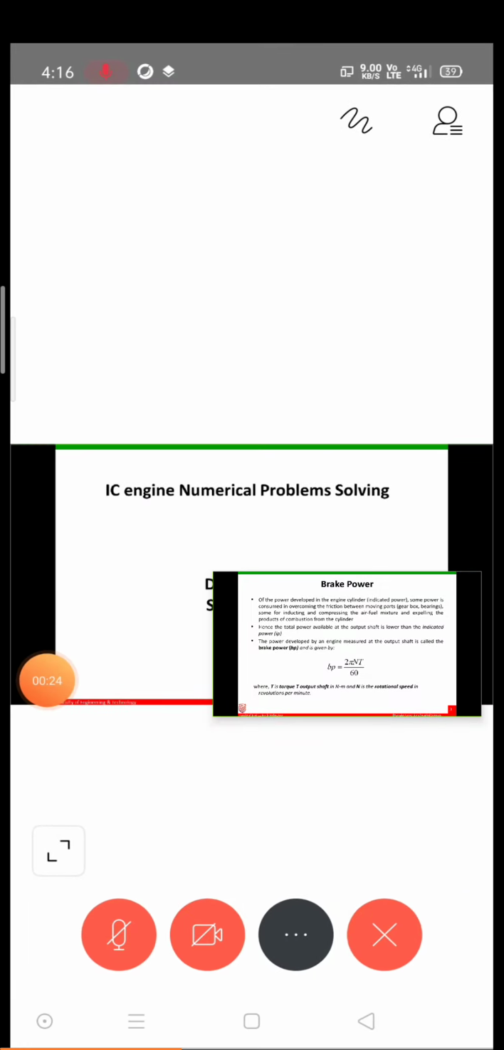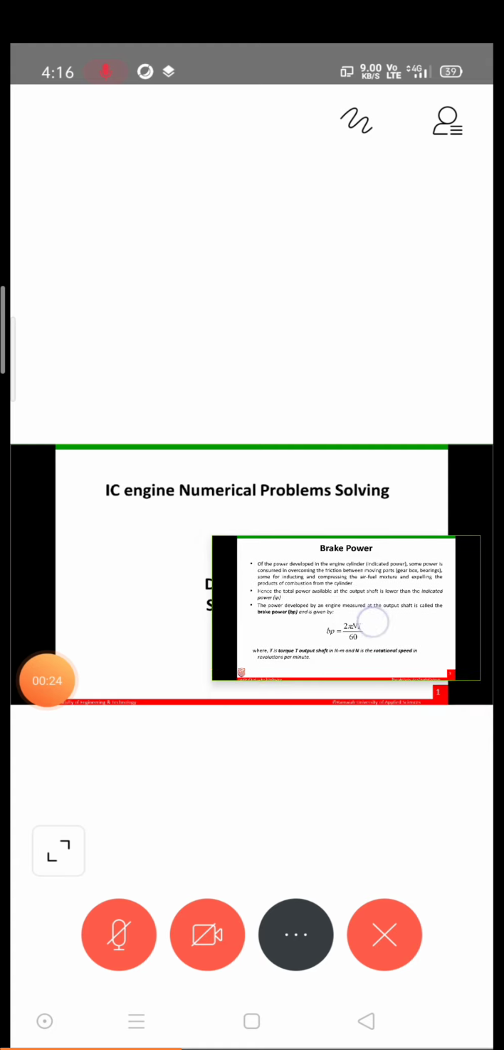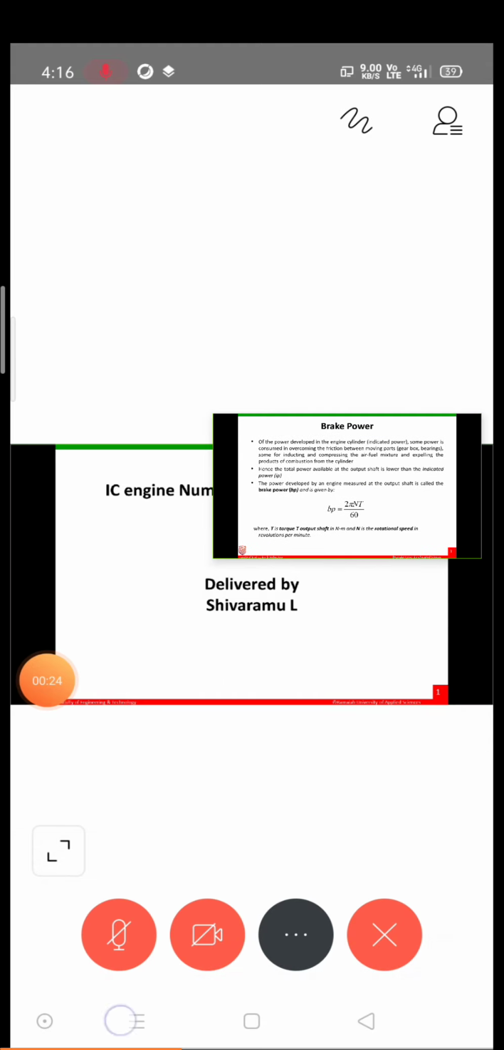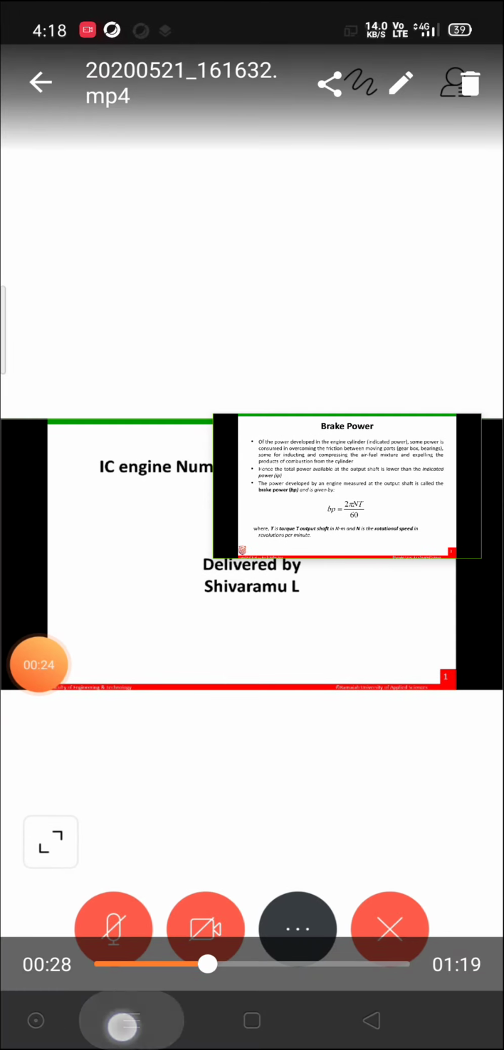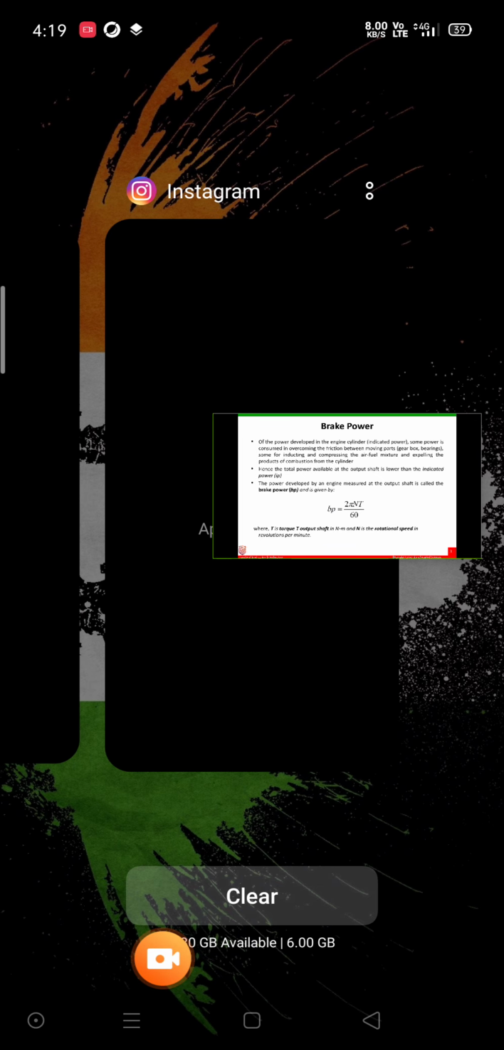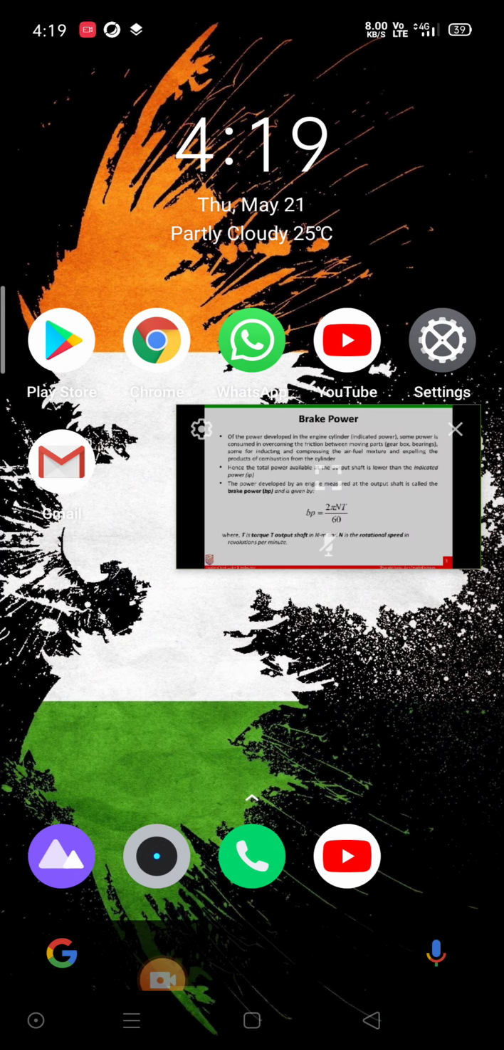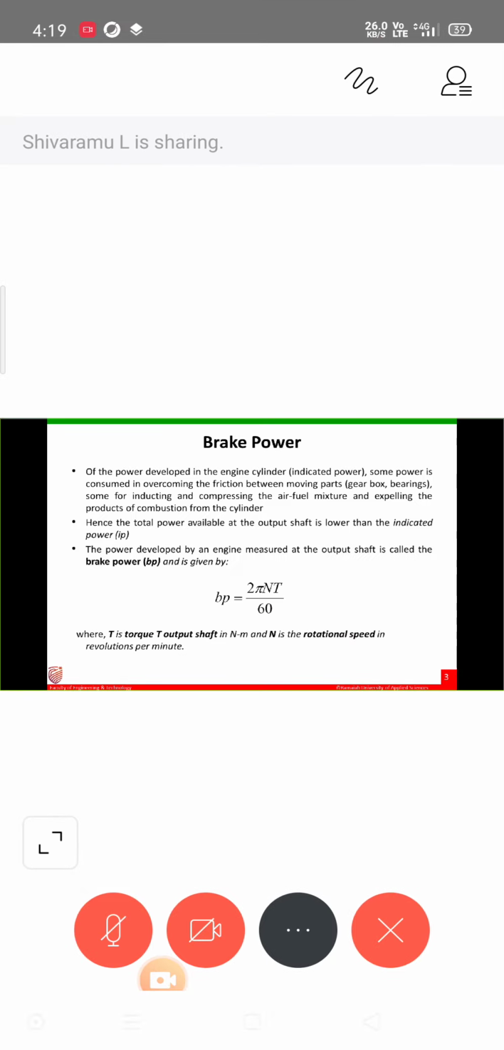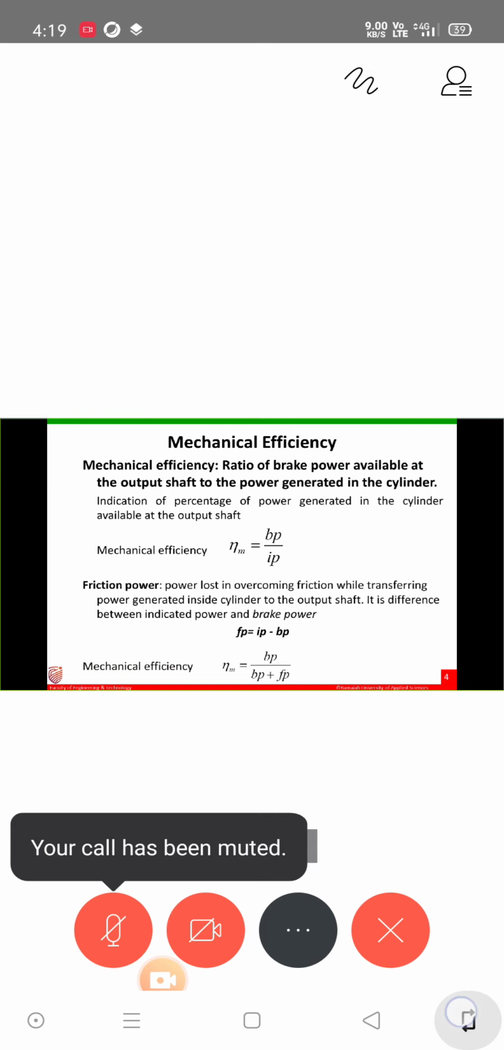Developed at the output shaft, torque is generally indicated in Newton meter, and then again there is a rotational speed, which will be in RPM, that is revolutions per minute. Similarly, we will be having one more characteristic, that is mechanical efficiency. When we calculate the output power and the input power, the mechanical efficiency will be output by input, that is BP by IP, brake power divided by indicated power. If we calculate, then we'll get mechanical efficiency.